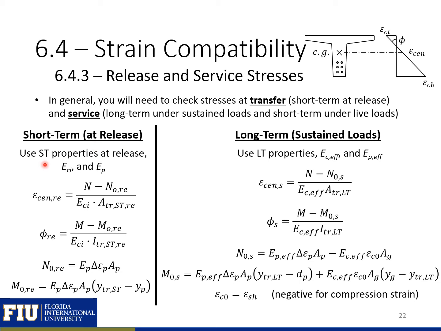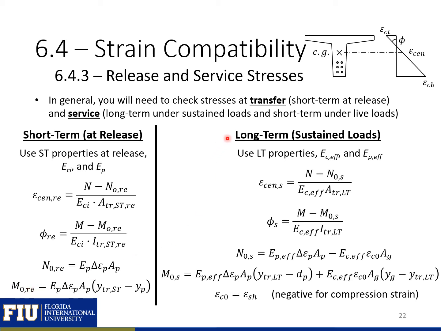First, at release, it's a short-term load. It's not a sustained load, so we're not going to use the effective modulus, and we're not going to include our shrinkage strain. And at release, our concrete strength is only going to be equal to the release strength. So the modulus we can calculate using the release strength for our concrete. We can calculate our transformed area using our modulus at release, and also we can calculate the transformed moment of inertia, again using the modulus at release, and calculate our decompression force and decompression moment at release.